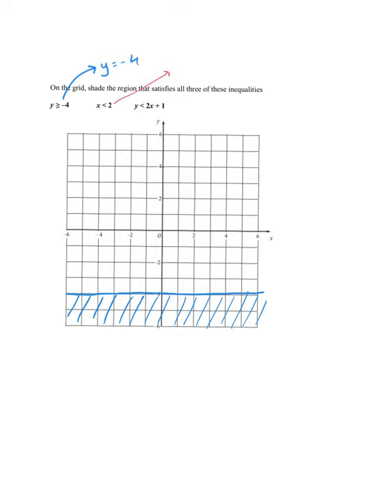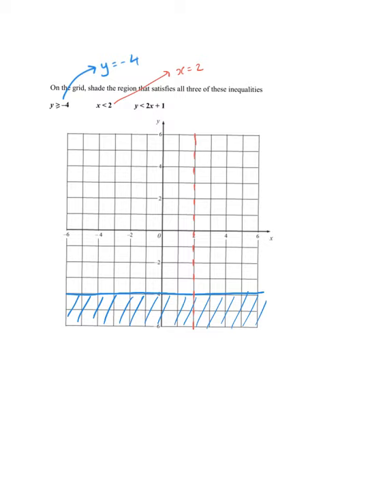So here, I'm going to draw the line x equals 2. Now because this is less than 2, it's a dotted line. We do a solid line for or equal to, and a dotted line if it's just less than or greater than. So I want the places where x is less than 2.